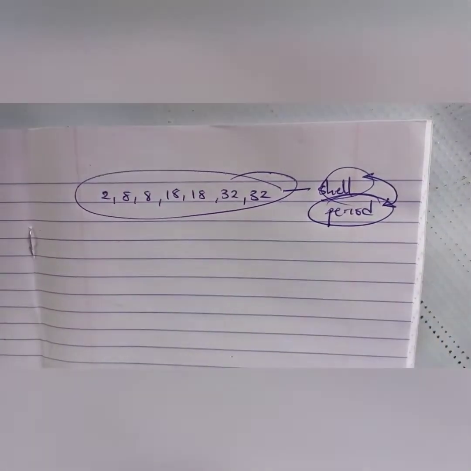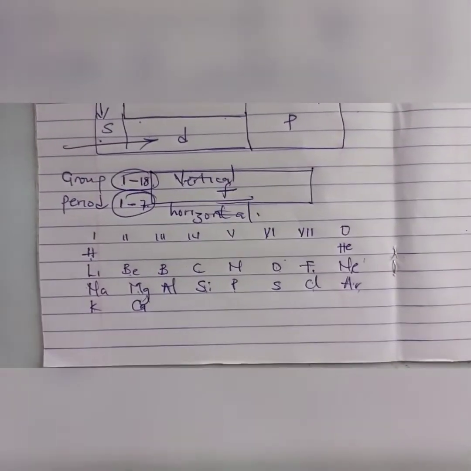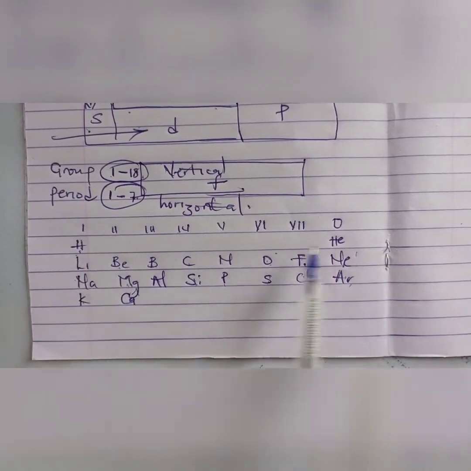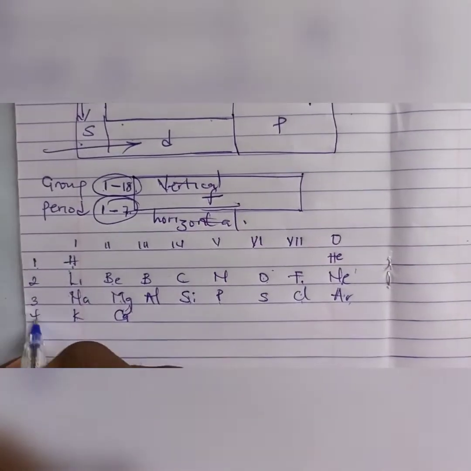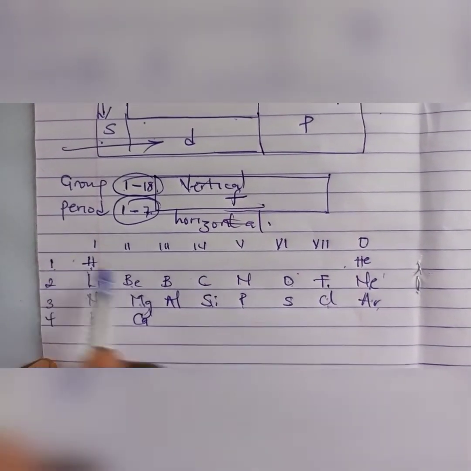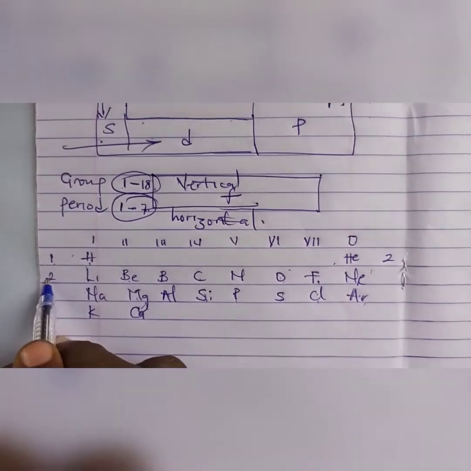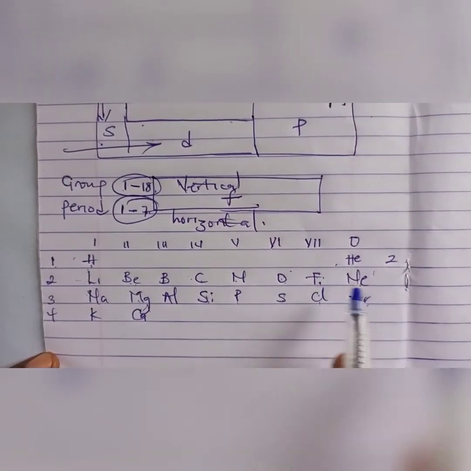In the periodic table, if you look at this closely, I just said 2, 8, 8, 18, 18, 32, 32. Notice that we have hydrogen here. So these are period 1, period 2, period 3, period 4. Please, hydrogen, helium. So in the first period, how many elements are you seeing? 2. Second period, how many elements are you seeing? We have 1, 2, 3, 4, 5, 6, 7, 8.